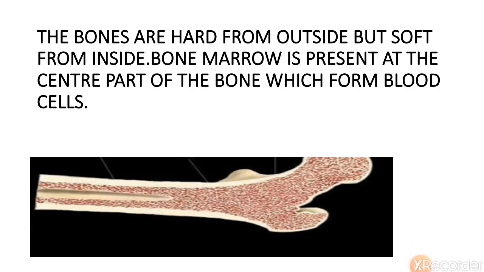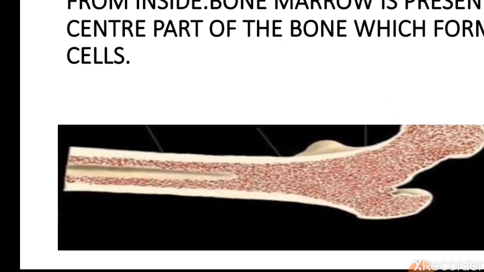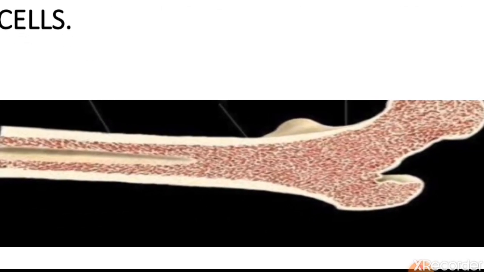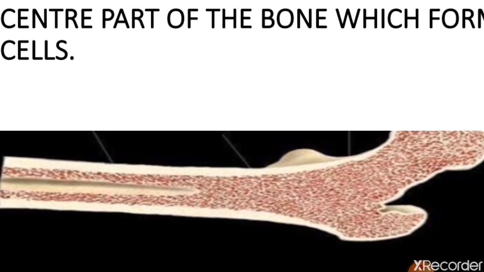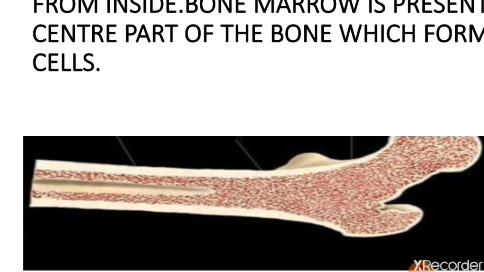Bones are hard from outside, but soft from inside. In this picture you can see that the center of the bone is soft and spongy and contains a substance called bone marrow. The bone marrow makes the blood cells.